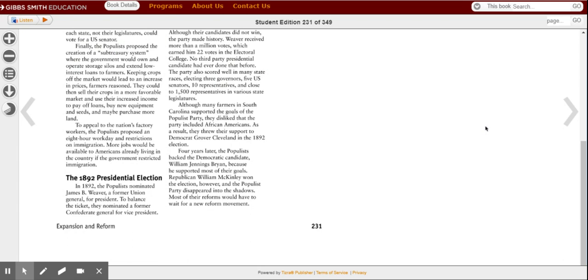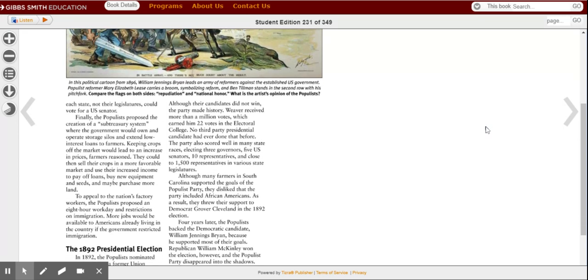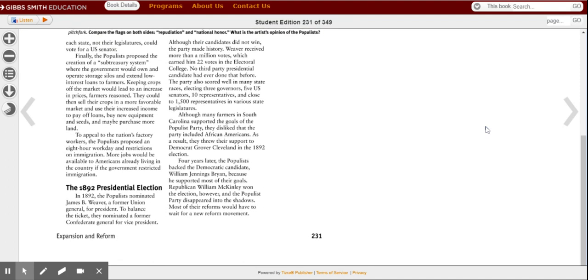Then in 1892, we have an important presidential election that comes to pass. And many farmers in South Carolina supported the goals of the Populist Party, though they disliked that the party included African Americans. So as a result, they withdrew. They threw their support towards the Democrat Grover Cleveland in the 1892 election. So once again, Democrats held fast to control of Southern politics.